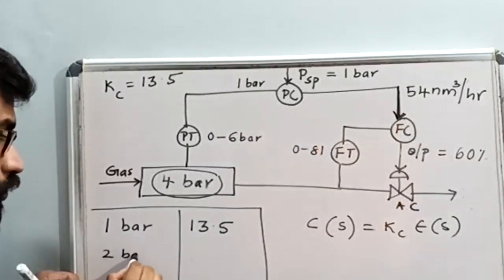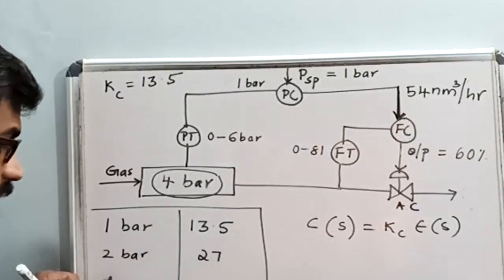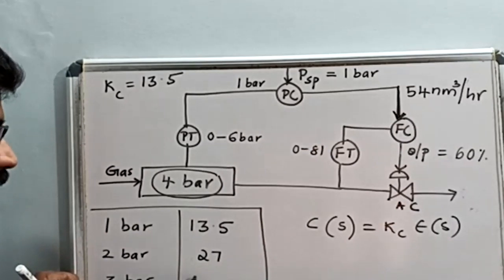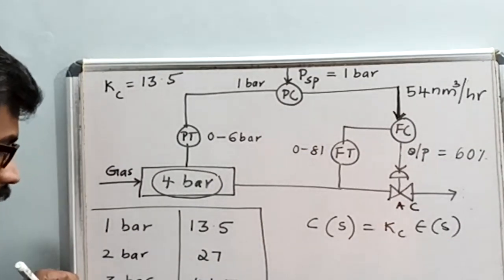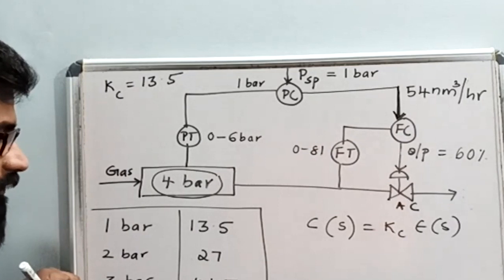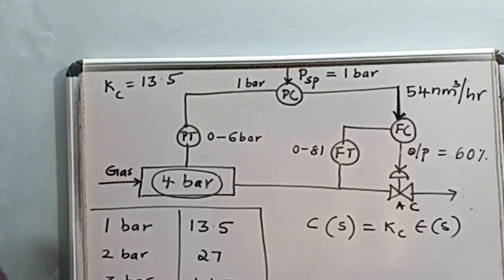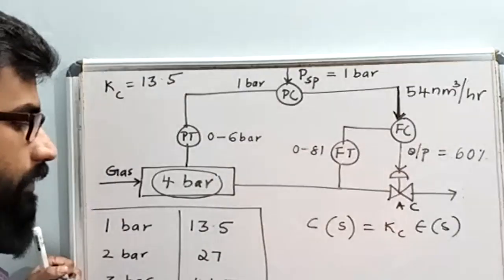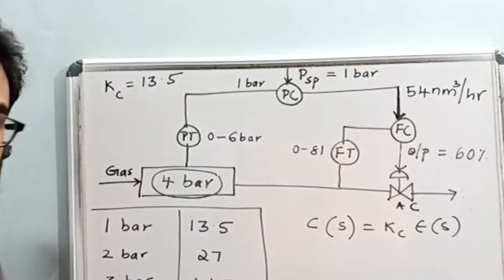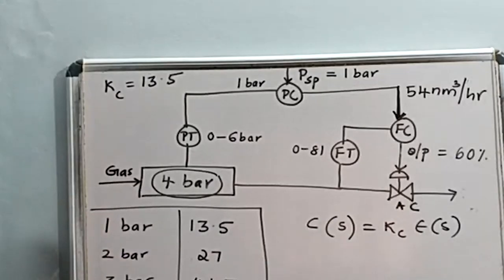If your value is 2 bar, this will become 27. 3 bar, this will become 41.5. 4 bar, your value will become 54. 5 bar, your value will become 67.5. 6 bar, it will become 81. Right, I'm writing it again: 6 bar, it will be 81. So this is the physical meaning of Kc.